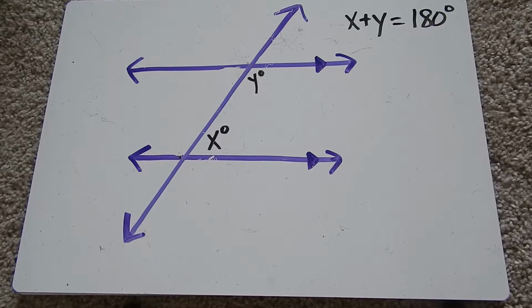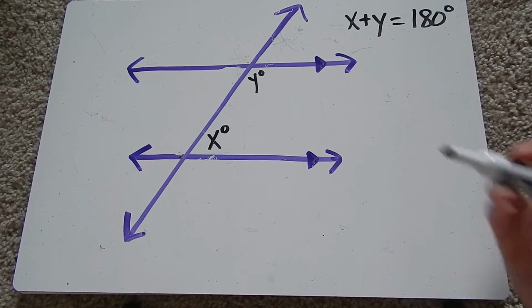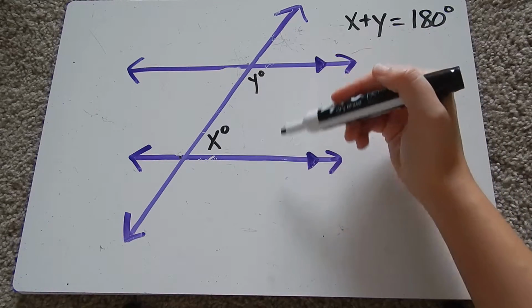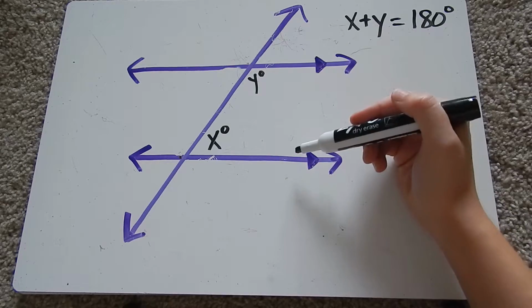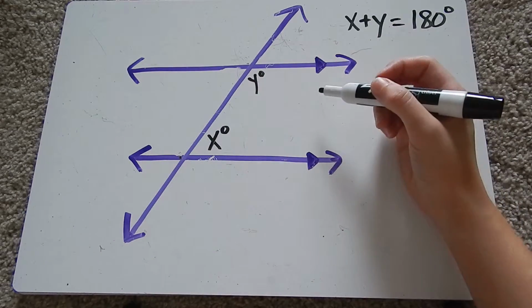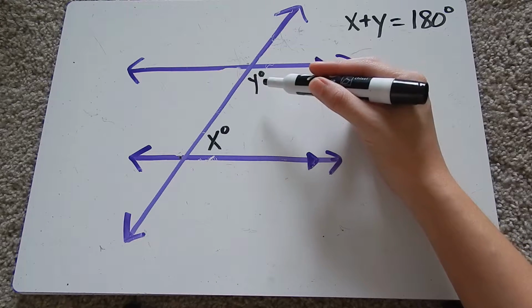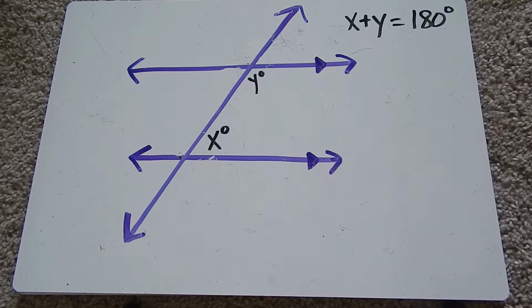So, same side interior angles, the interior part means it's going to be inside the parallel lines. The same side part means it's on the same side of the transversal. So, I have my x and my y. These two will always be supplementary, meaning they're going to equal 180. So that is our same side interior angles theorem.